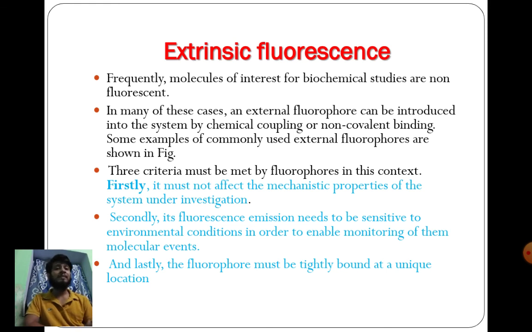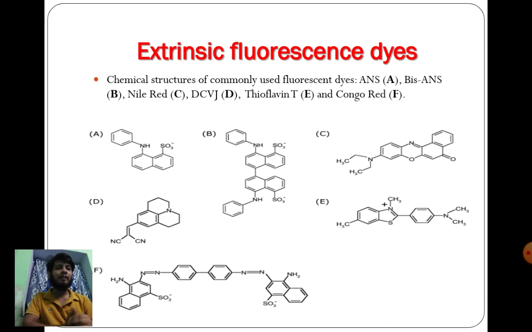Secondly, the fluorescence emission needs to be sensitive to environmental conditions in order to enable monitoring of the molecular event. And lastly, the fluorophore molecule must be tightly bound at unique locations. There are some kinds of extrinsic fluorophores like Congo red, thioflavins, Nile red, DCVJ, and here are the structures. These structures are also mentioned at the NCBI site.